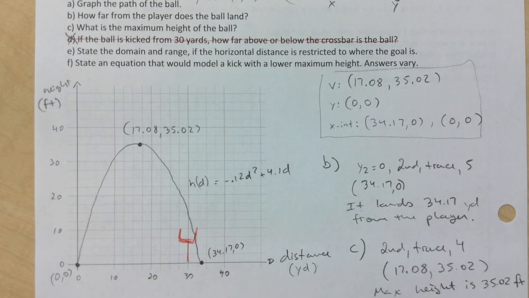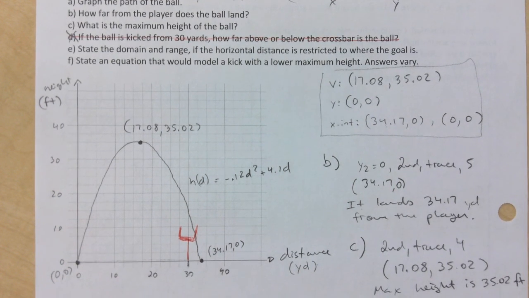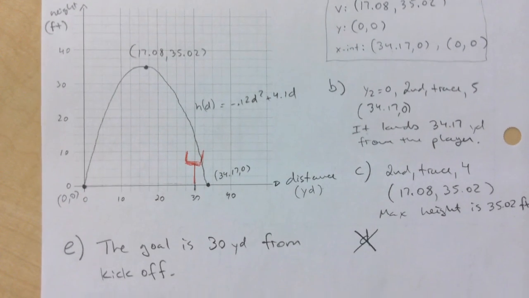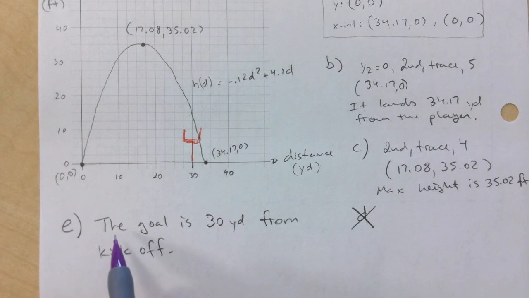E, state the domain and range if the horizontal distance is restricted to where the goal is. I will tell you the goal is 30 yards from kickoff. So basically 30 yards from where you kick it, that's where it ends for us. That's where the action ends. Okay, so for E, just write down the goal is 30 yards from the kickoff point.